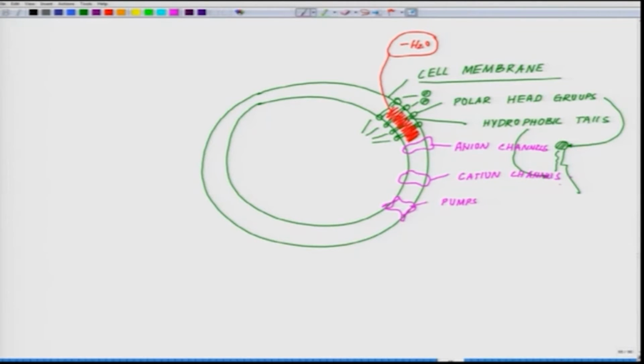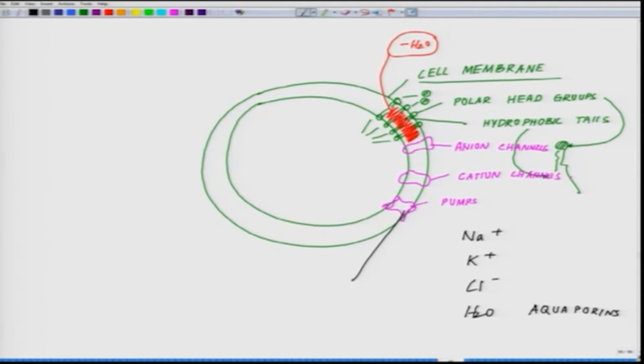Major channels which will be concerning here will be the sodium channel, the potassium channel, and as we go further, while we talk about diseases like cystic fibrosis, we will talk about chloride channels. There are water channels which are called aquaporins. Okay. Then we have these pumps.